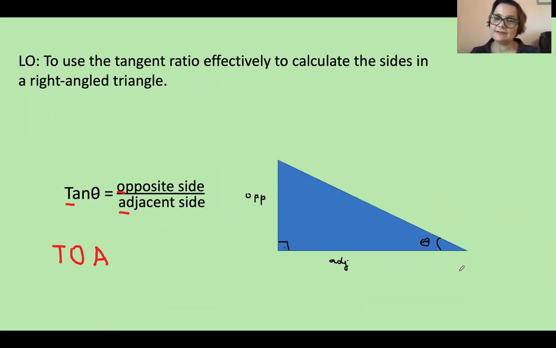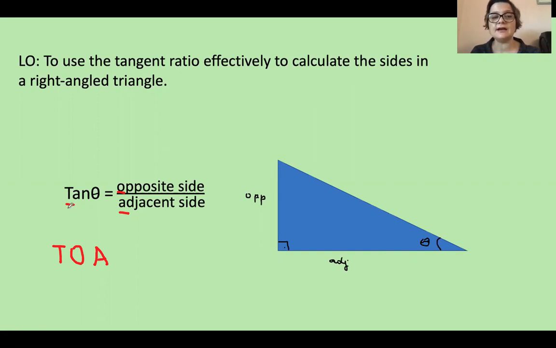Here we have a right angle triangle. We have labeled the angle here in the corner as theta, and the opposite side is this one here. This is the adjacent, so it's the one on the side of the angle theta. Now, tangent of this angle is going to be equal to the answer to the division of the opposite side by the adjacent side. So it's the length of the opposite side and the length of the adjacent side. So divide them together, and that is going to be the tangent of this angle, tangent theta.